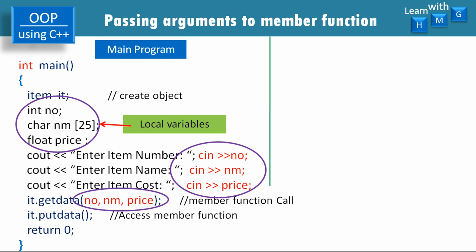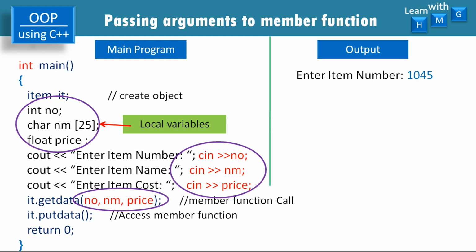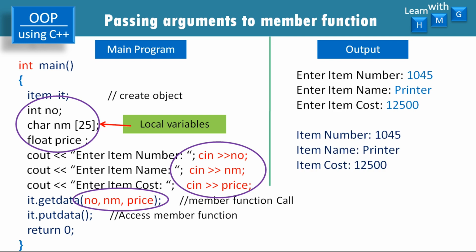Now if you run this program, the program will run like this. First of all, it will ask to enter the item number. Suppose the item number is entered as 1045, enter item name, entered as printer, then item cost is entered as 12,500, and the same thing will be displayed: item number, item name and cost. So in this way we can define a member function using arguments or by passing arguments, and these member functions you can define inside the class as well as outside the class.